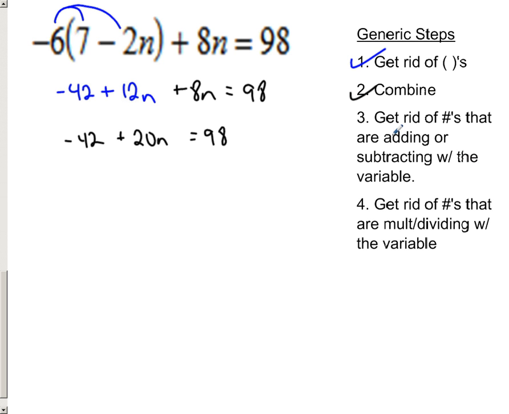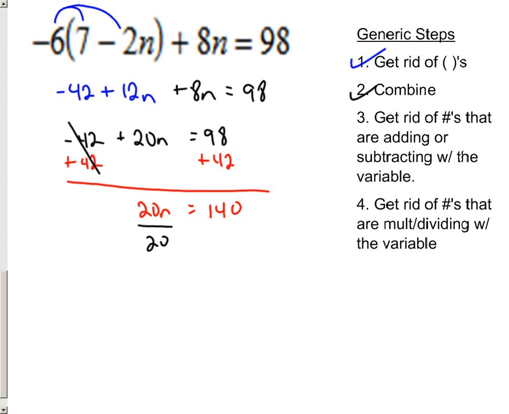Now, what happens after that is we need to get rid of the numbers that are being added or subtracted to the variable. This 20 right here is absolutely multiplying the n. This negative 42 is being added to this one. So look in front of the 42, and since it's negative 42, we make it a positive. And that cancels out. We can drop the 20 in. And let's see, 140. And then that lets us be able to divide both sides by 20. And n would equal 7.